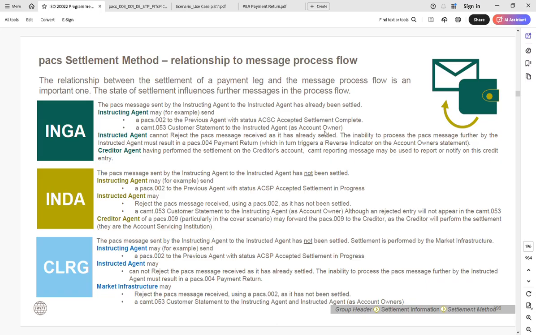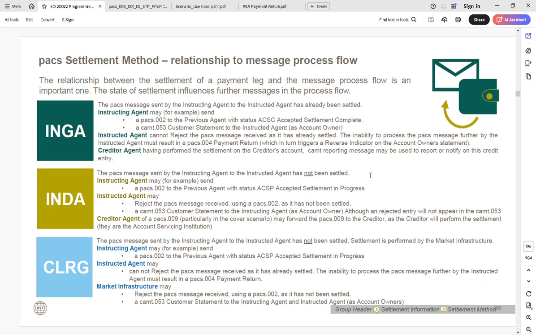Instructing agent, account servicing to instructed agent. So a PACS.008 or PACS.009 message is an INGA payment, and we are yet to study PACS.004, which is a return message. Let's look at them individually. Settlement method INGA indicates that the settlement is done by the instructing agent, so by the sender of the message. Clear? Settlement is done by the sender of the message.